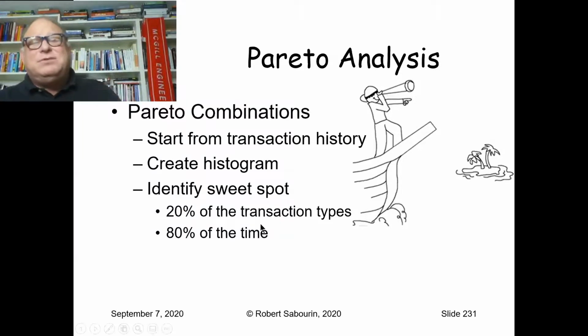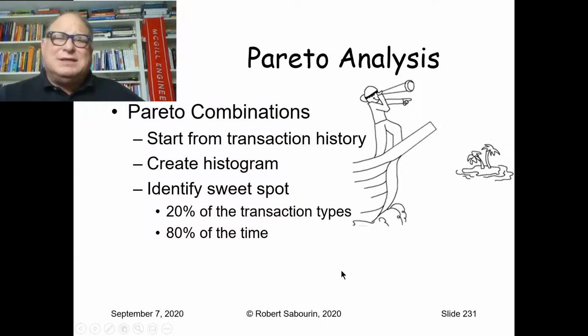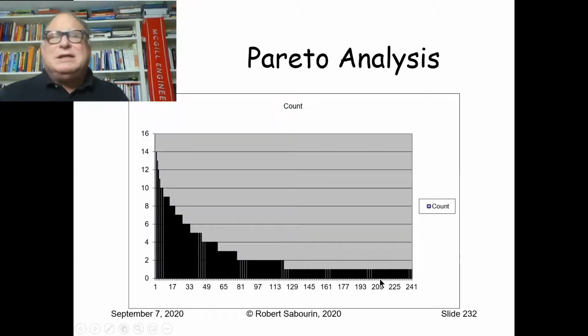And the bugs that you find when you run tests of the Pareto sweet spot are almost always bugs that matter to users, because they're frequently used transactions. This is what a natural Pareto distribution looks like.